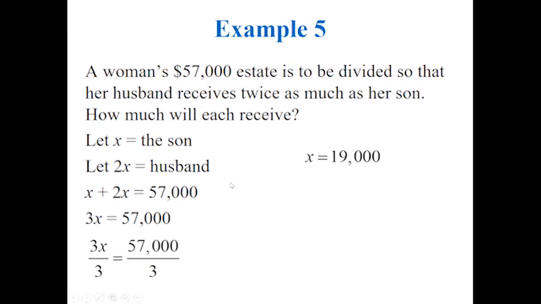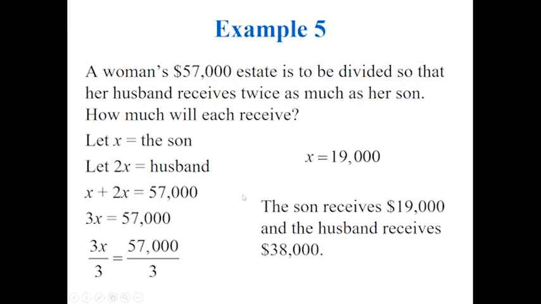If we plug 19,000 back in for X, it does check. We do need to know how much the husband receives as well. So once we know that it checks, 2 times X is the husband. 2 times 19,000 is 38,000. Okay, so that was solving some application problems using algebra.